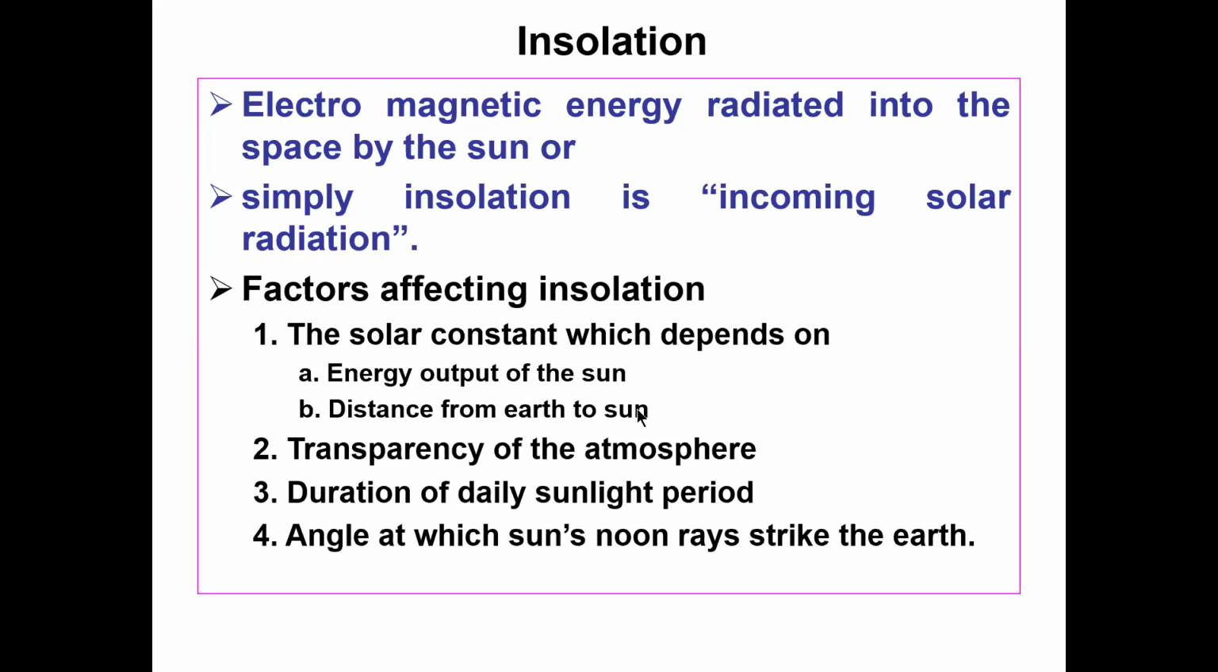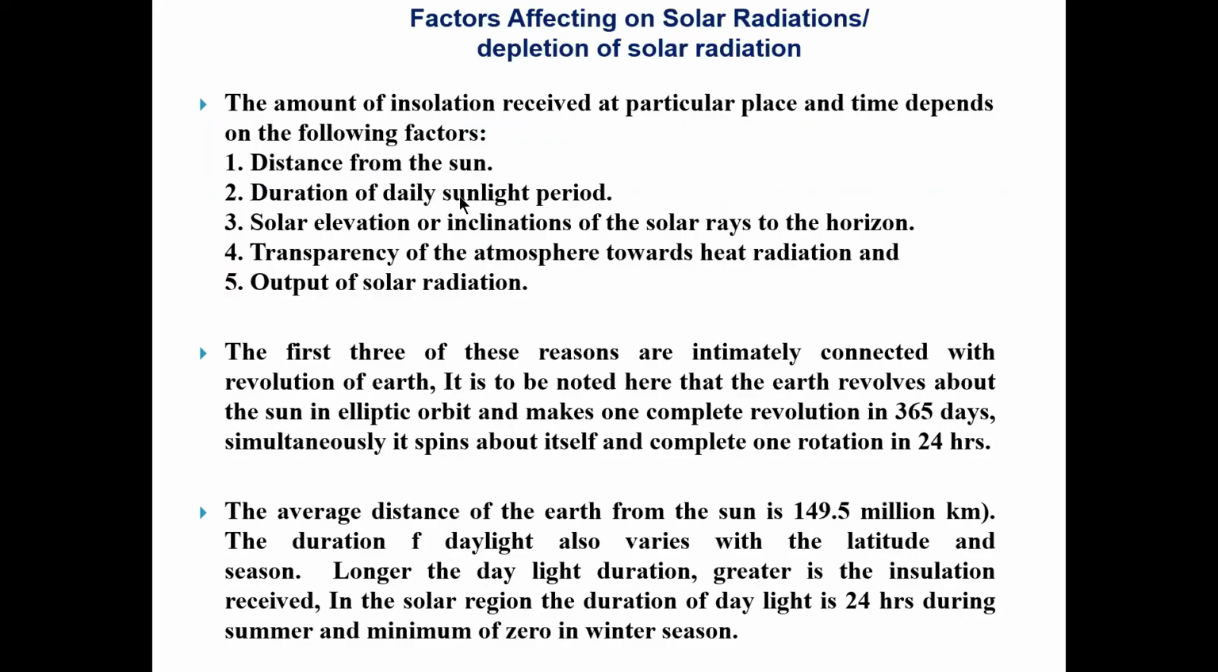distance of the Earth from the Sun, because the Earth is rotating on its axis and also revolving around the Sun. So the distance is changing. Transparency of the atmosphere, duration of daily sunlight period, angle at which sun rays strike the Earth. Then depletion of solar radiation, the factors affecting it, or the factors affecting solar radiation, are the distance, the duration of daily sunlight period, solar elevation, inclination of solar rays to the horizon, transparency of the atmosphere toward the heat radiation, and output of the solar radiation.